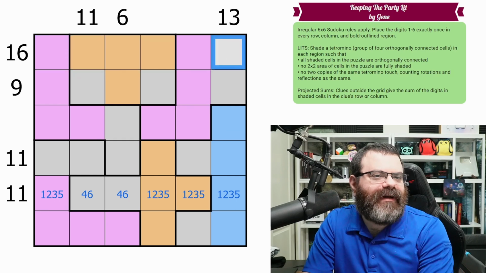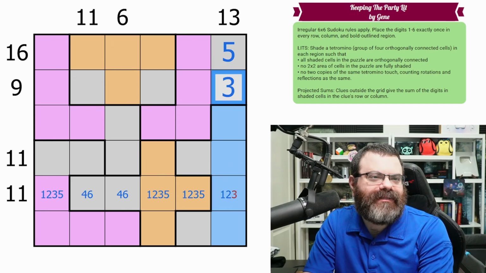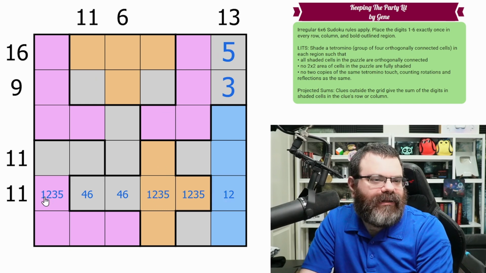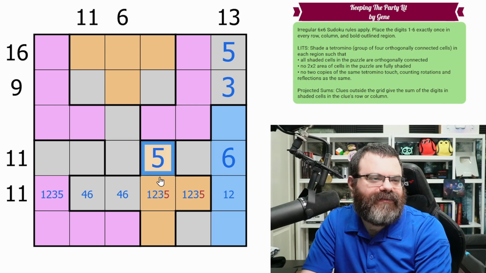So we know the outie is a 5 for this guy. So that's all we need from the 16 clue. That's done. This is not a 5. Now we know these add to 8, so this is a 3. Keep cleaning that up. 2 cells adding to 11 is a 5, 6 pair, so that's 6 and that's 5.